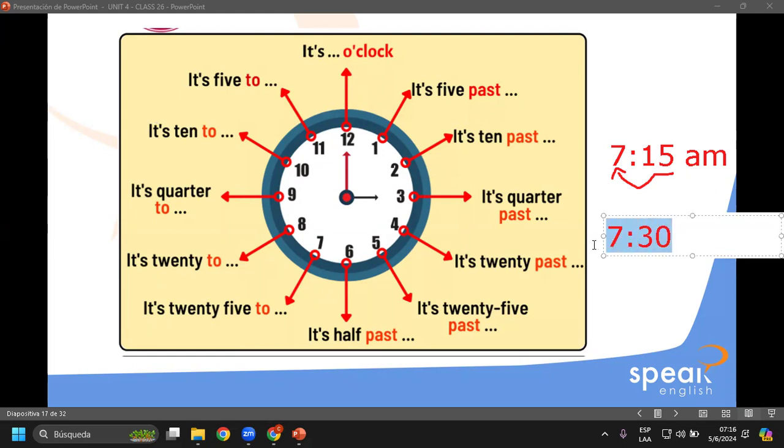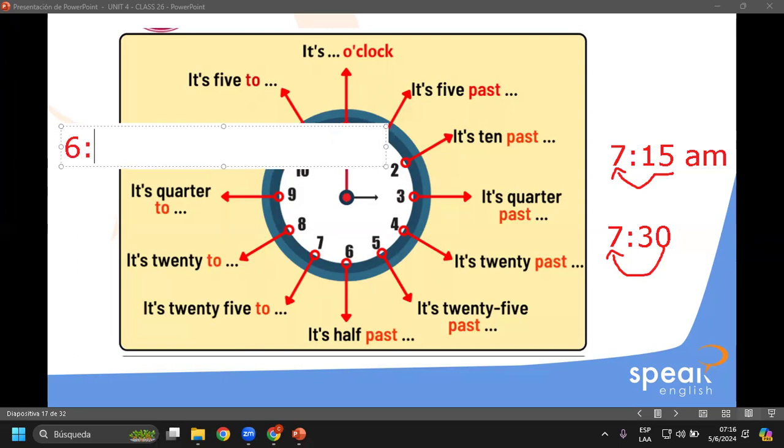What time is here, everyone? It's 7:30. Good job. Look, 7:30. So remember that you have two options. Instead of quarter, you can say 15. Instead of half, you can say 30. That is optional. Okay, how about here?